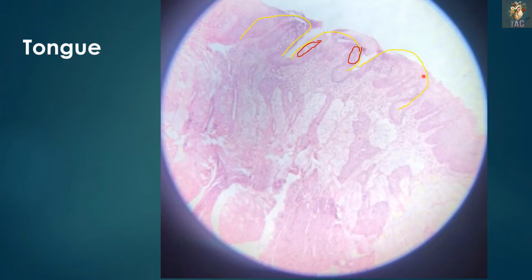So this one is the slide of the tongue with the circumvallate papilla. Beneath the papilla you can appreciate connective tissue, then the mucus acini which are present over here, and then the skeletal muscle. So you have to write the slide of the tongue having the circumvallate papilla.